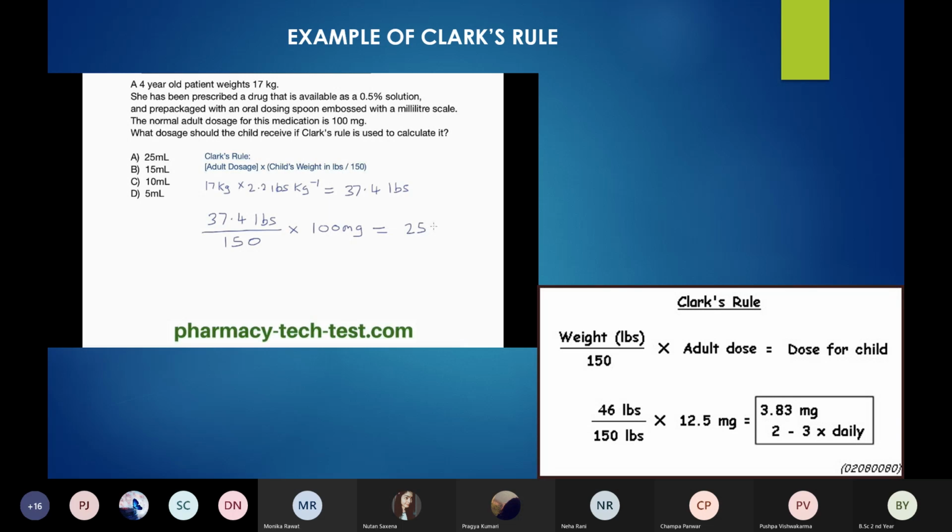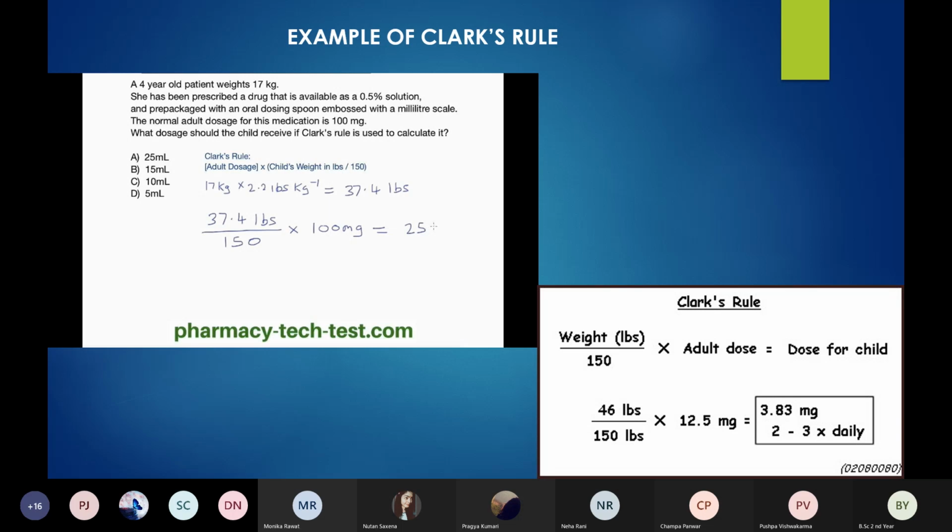A 4-year-old patient weighs 17 kg. She has been prescribed a drug available as a 0.5% solution, pre-packaged with an oral dose spoon embossed with a milliliter scale. The normal adult dose for this medication is 100 mg. So we know the adult dose, that is 100 mg. In the formula we need the patient's weight in pounds divided by 150, into the adult dose. 150 is a standard number, so we just need to convert the weight into pounds.